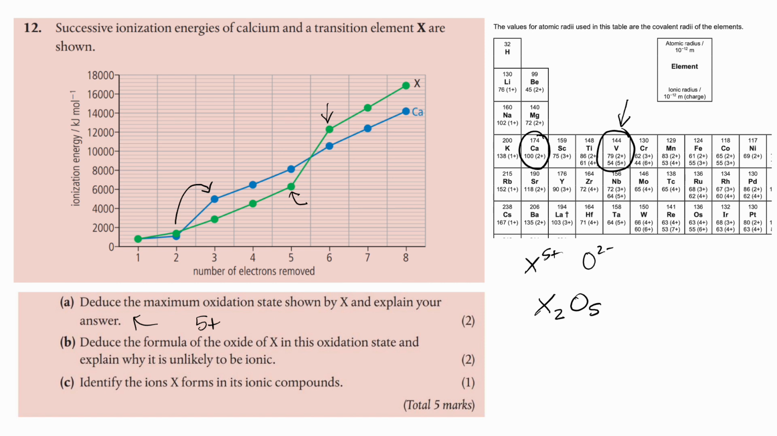And then C says identify the ions X forms in its ionic compounds. Now, I'm sure there's a different way to do this. This is just what made sense in my mind. I looked at the 3 transition metals that were in the same group as vanadium, so V and Nb and Ta, and I looked at their oxidation states in the IB data booklet, and obviously you can see that all of them can form a positive 5 oxidation state, but the other 2 oxidation states were 2+ and 3+, and that was my answer for this question.